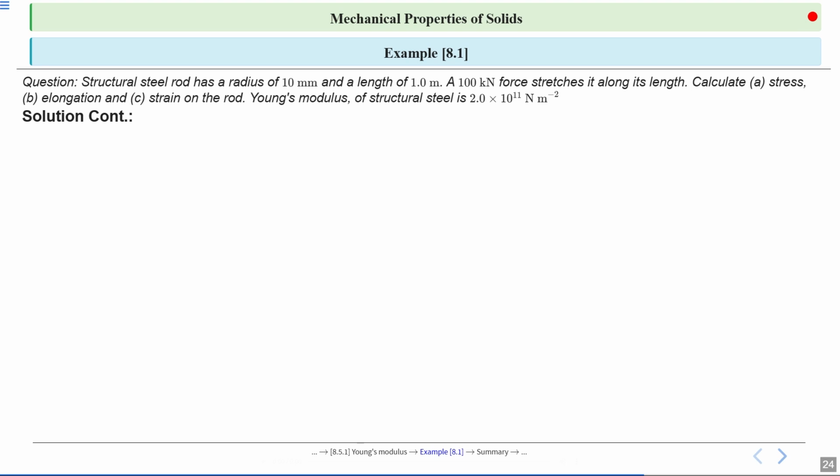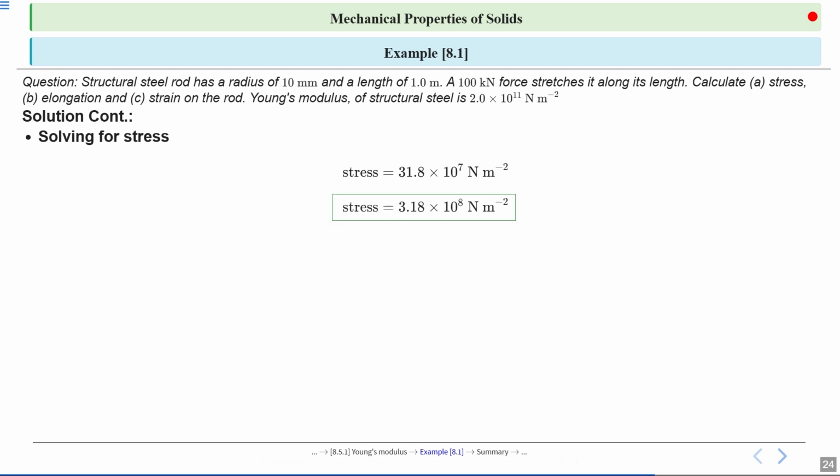Now, let's focus on calculating stress. So stress is equal to 31.8 into 10 raised to the power 7 Newton per meter square. So it will be approximately 3.18 into 10 raised to the power 8 Newton per meter square.